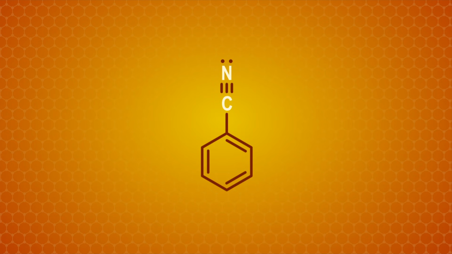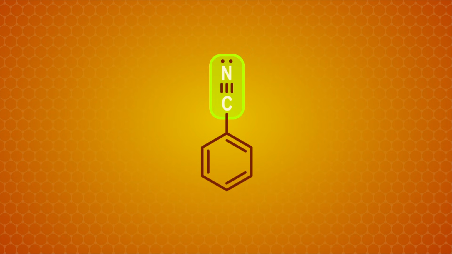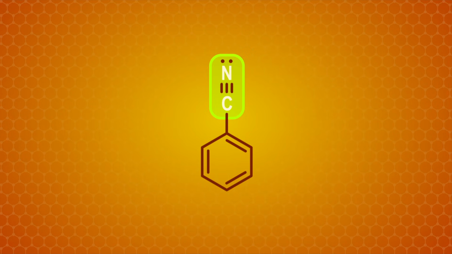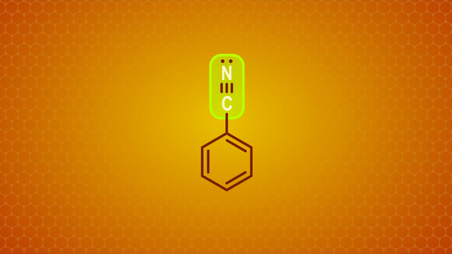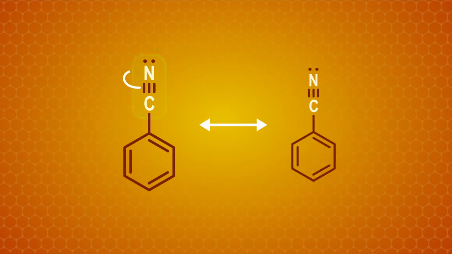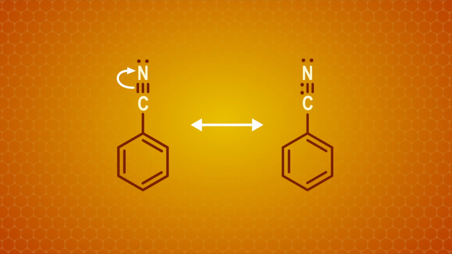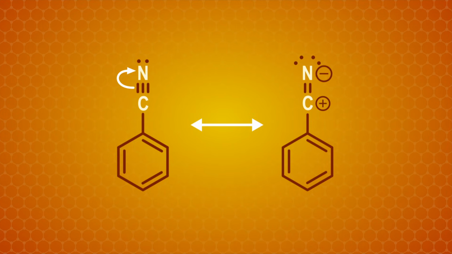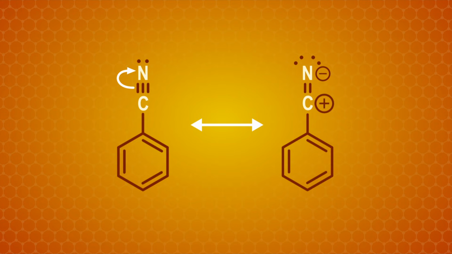To tell whether something is an EDG or EWG, we don't just look at the electronegativity of the atom directly attached to the ring. We need to think about resonance structures. Let's take a look at an example, the nitrile or cyano group, C triple bond N. This compound is neutral charge-wise, so any resonance structure we draw will have to be neutral overall, with charges that cancel each other out. We can draw a resonance structure where a pair of electrons from the triple bond goes to the more electronegative nitrogen, putting a negative charge on that and leaving a positive charged carbon.